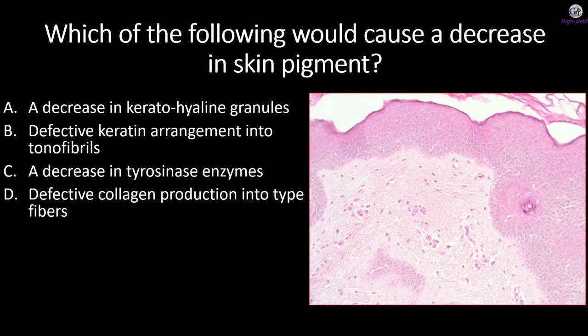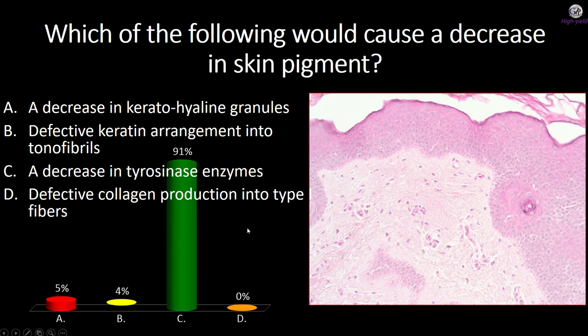Okay, first question. Which of the following would cause a decrease in skin pigment? We have several answers here, and I will go over that. That must be the people who responded the last time I did this. The correct answer is a decrease in tyrosinase enzymes. That can happen in certain clinical conditions in certain areas of the body, and also on the body completely if you have a defect in creating tyrosinase.